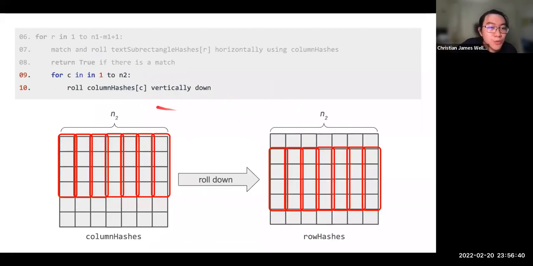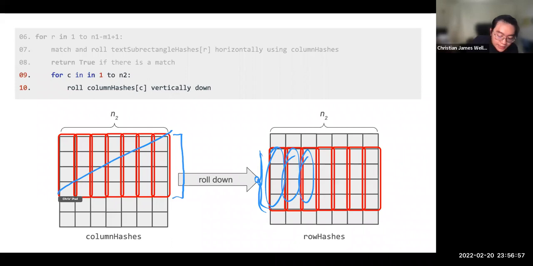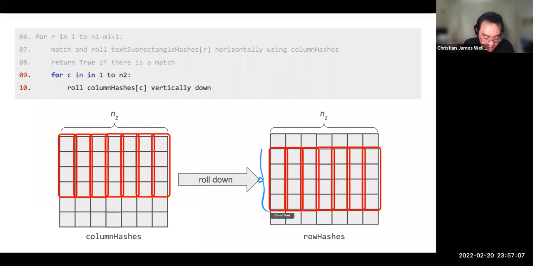The next thing we do, in the next loop, is to generate the hash of these column hashes. The reason we don't need to compute this in advance is that we can just forget about all of these, because we are done with this section of the text. So we just need to compute the next batch when we need it.